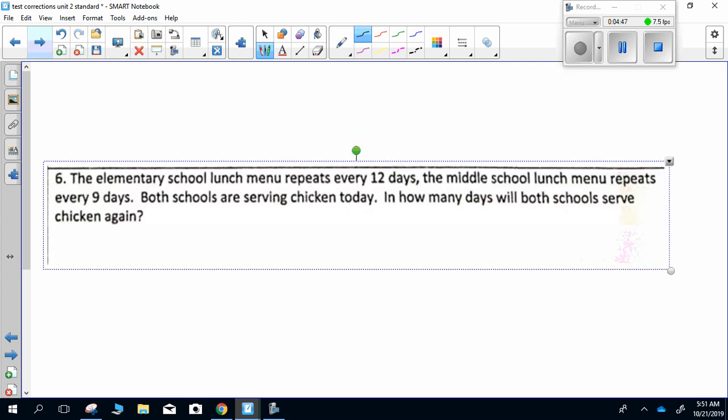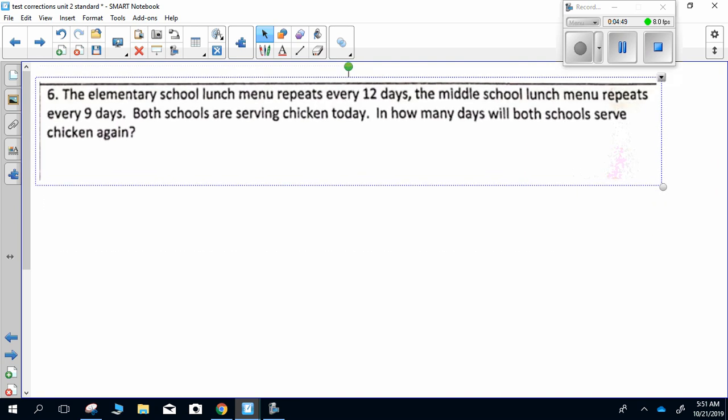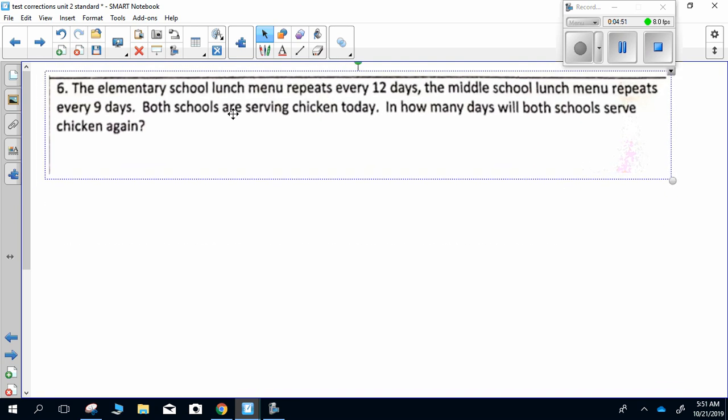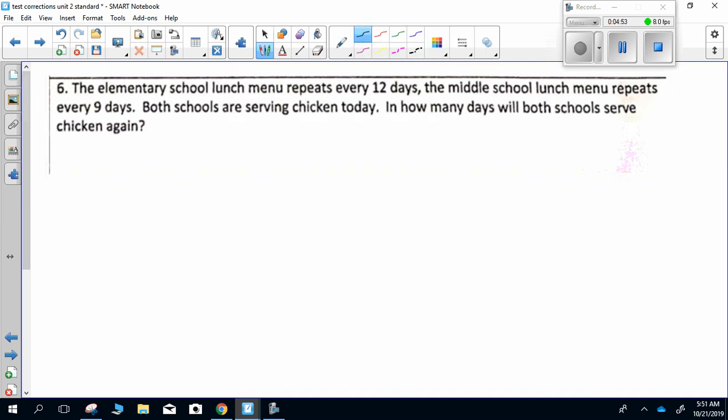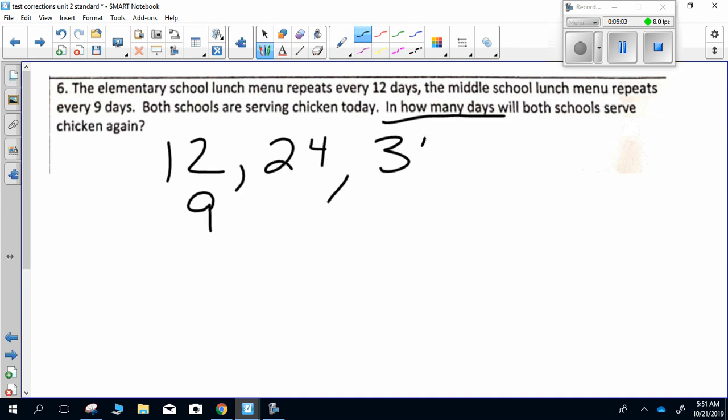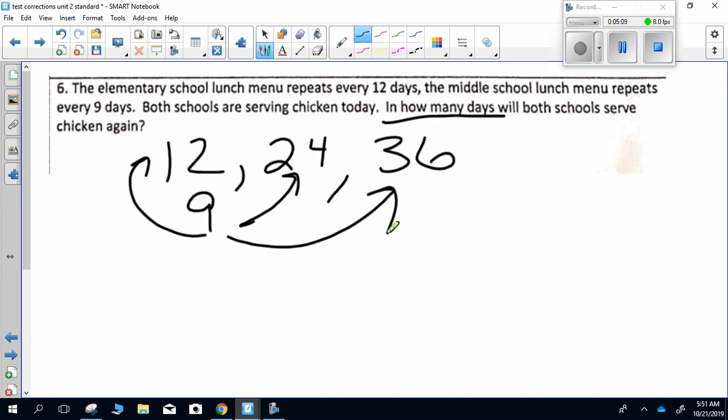The elementary school lunch menu repeats every 12 days, and the middle school menu repeats every 9 days. Both schools are serving chicken today. In how many days will they both serve chicken? So I want to know when something's happening again at the same time. So that's an LCM question. So I list my multiples of 12. Does 9 divide into 12? No. 24 divided by 9? No. 36 divided by 9? Yes. So 36 days.